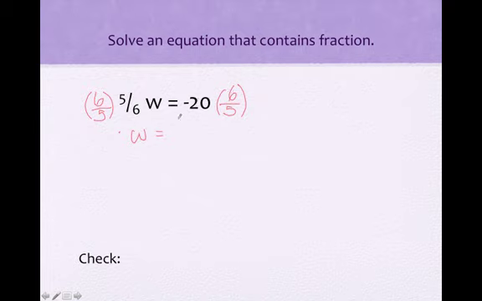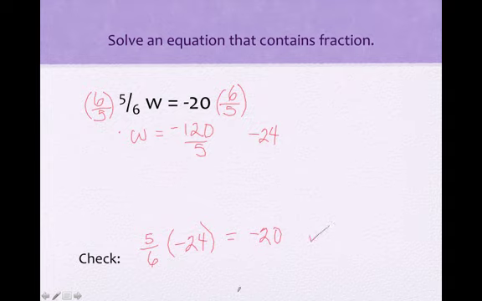And this one is going to be negative 120/5, which will simplify to negative 24. Okay, so let's go back and check that. 5/6 times negative 24 equals negative 20. Well, I'm going to do my math, and indeed it does. Okay?